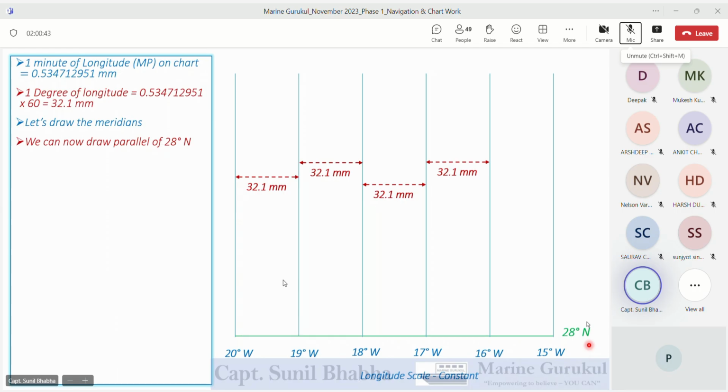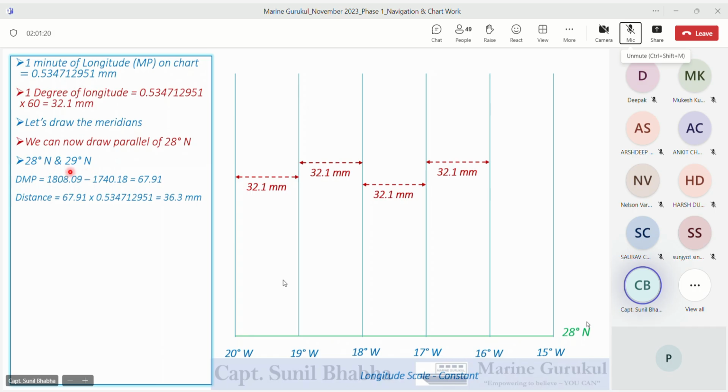Now the question which I face is how much gap should I be keeping between 28 north and 29 north? Now I do not know what is the length of 1 minute of latitude. So how do we find out the length or distance to be kept between 28 and 29? Now for this, what we do is we find out the difference of meridional part between these two latitudes, 28 degrees north and 29 degrees north. This can be found from the meridional parts table in the Norris table.